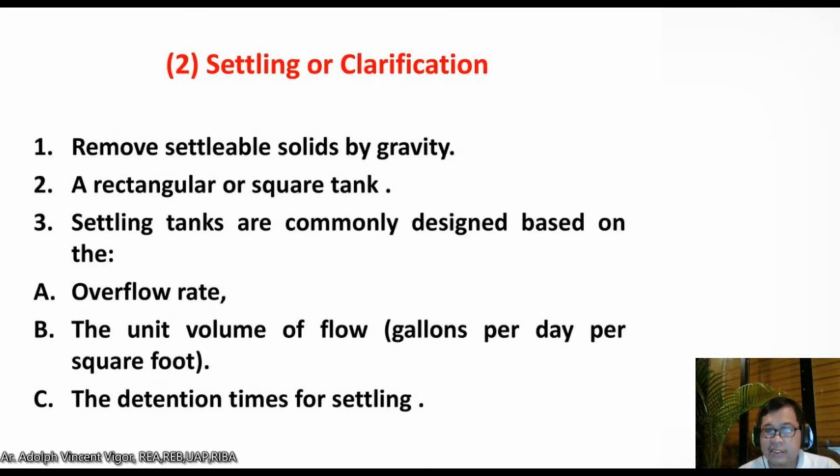The second is settling or clarification. First is to remove settleable solids by gravity. Second is a rectangular or square tank. The third is that settling tanks are commonly designed based on A, the overflow rate; B, the unit volume of flow, or the gallons per day per square foot; then the detention times for settling.